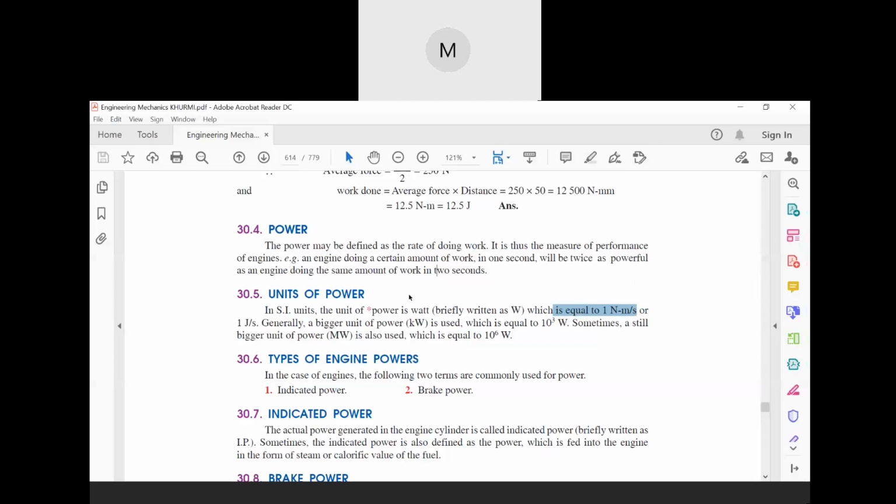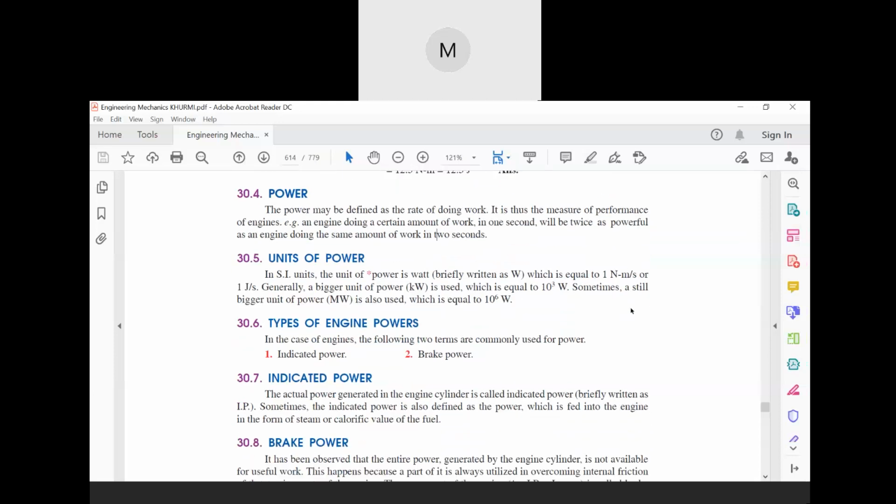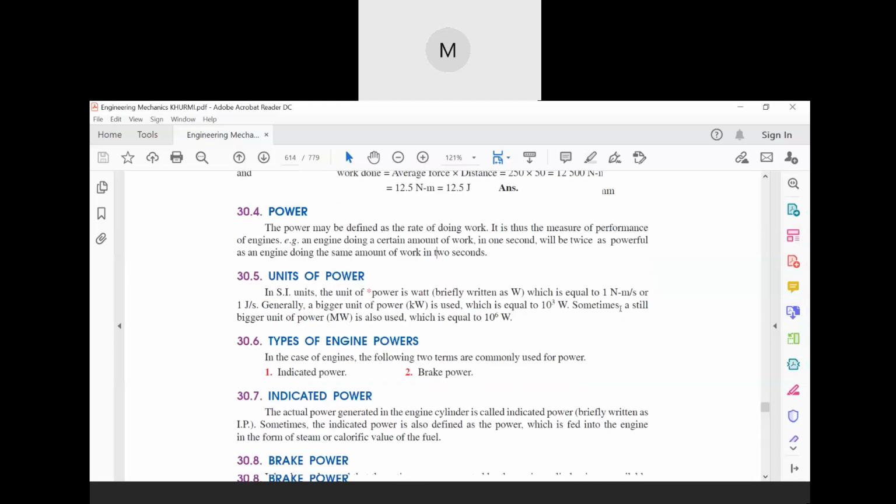So beforehand, for work done, there was no time factor present. But here when power comes, a time factor also comes. That means the rate of doing work, work done per unit time. That is what we call power. The SI unit of power is what? Watt.